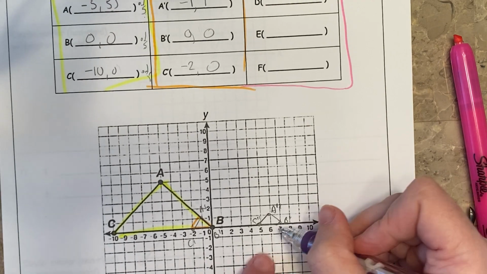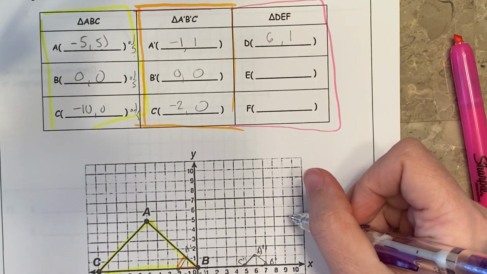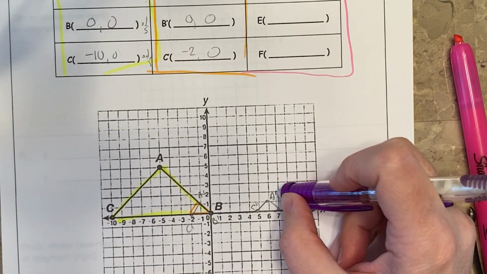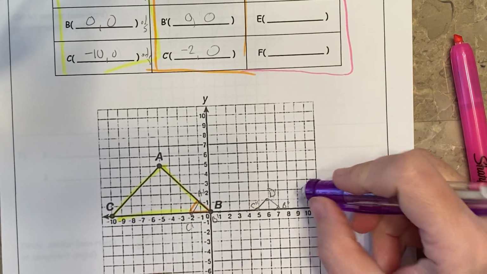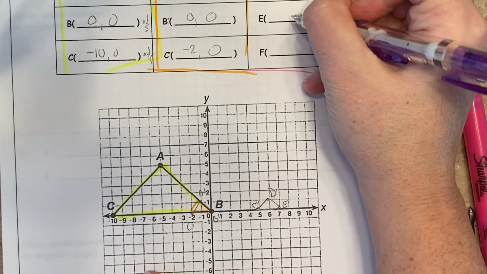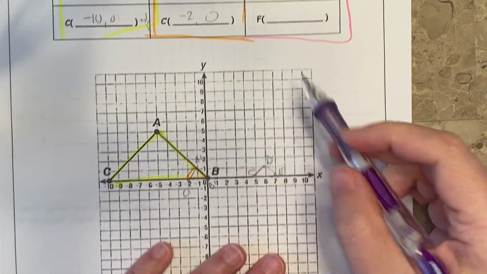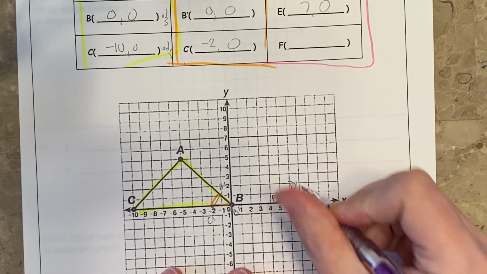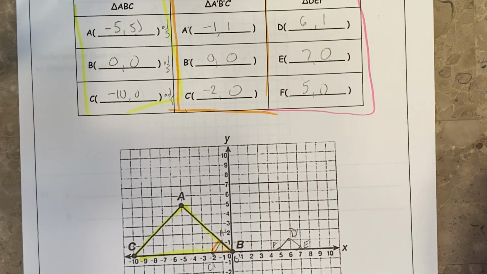Okay, so let's get those coordinates. So 6, -1, or 6, 1, excuse me. Oh, it wants a DEF. So that's D. E has to be the new B prime. So E is 7, 0. Okay, 7, 0. And then F has to be what would have been C double prime. And that's 5, 0.